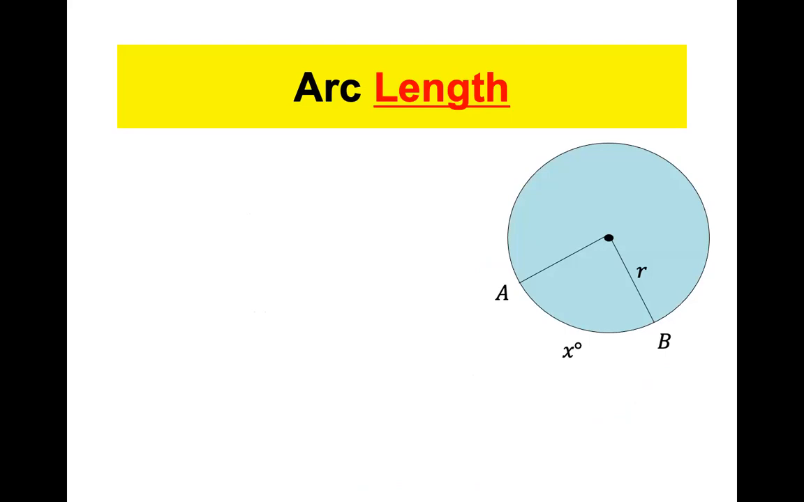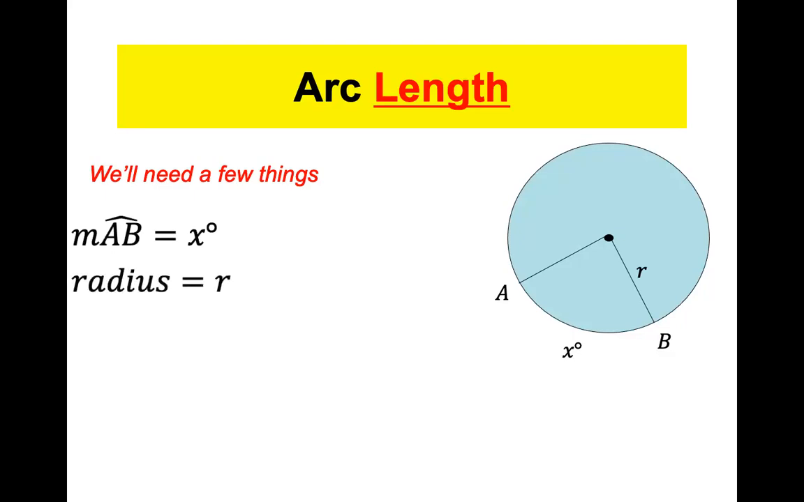Let's say that we have a circle, and on the circle we have two points, A and B. We're going to need a few things. First off, I'm going to need the radius of the circle. We will call that, suspiciously, R. I also need the central angle. The central angle, remember, would be this part right here. So those two pieces.